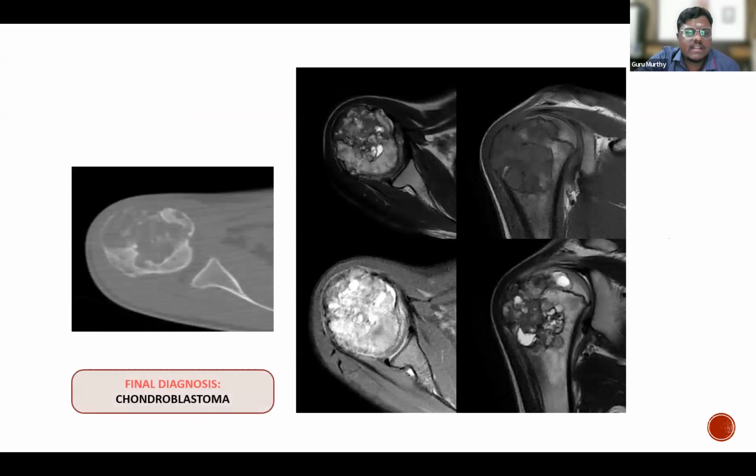So next we'll see another lesion. Sorry, we'll see the cross-sectional images of this same lesion. If you see this, you're able to appreciate the chondroid nature of the lesion, where there is ring and arc calcification.